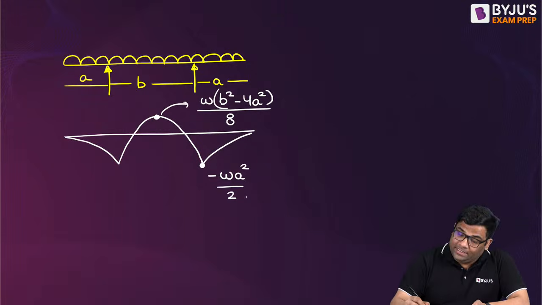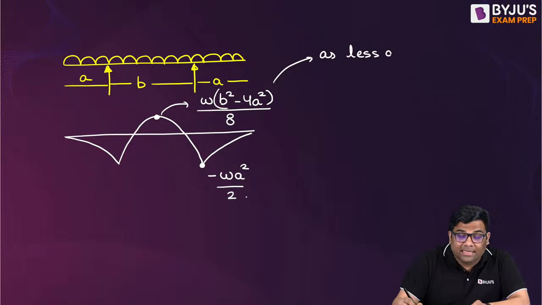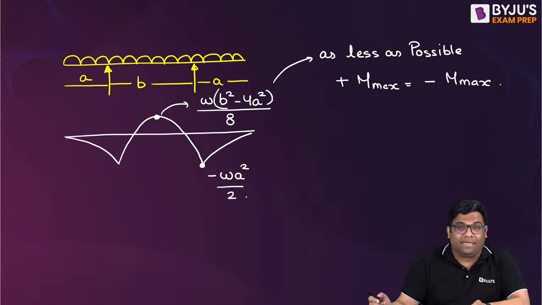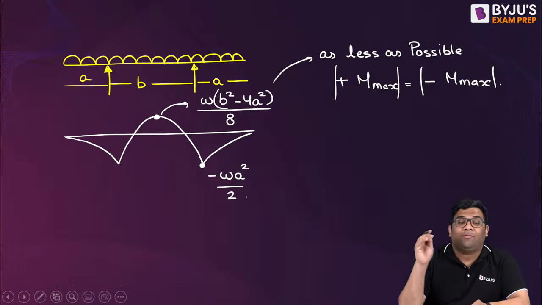Now, the condition is given: this maximum bending moment should be as less as possible. This happens when the maximum positive bending moment is equal to the maximum negative bending moment numerically. When they are numerically equal, I get the maximum bending moment as less as possible.